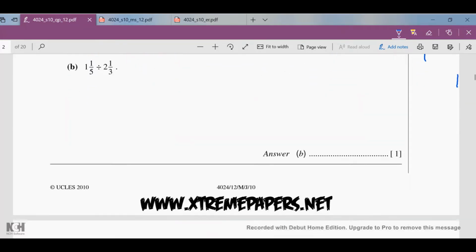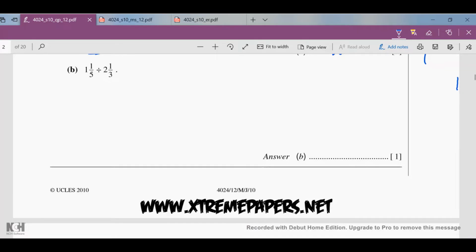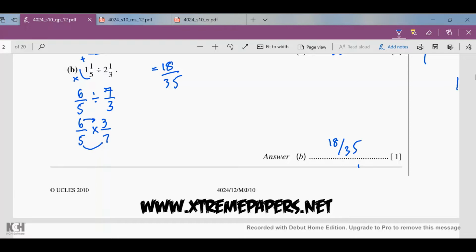Okay, in question number 2, part B, we normally just need to multiply and then add. 5 times 1 is 5 and 1 is 6 upon 5, divided by 3 and 1 upon 3, which is 7 upon 3. When we take the reciprocal, we change into multiply. 3 upon 7, so 6 times 3 is 18, and 5 times 7 is 35. 18 upon 35 is your answer.